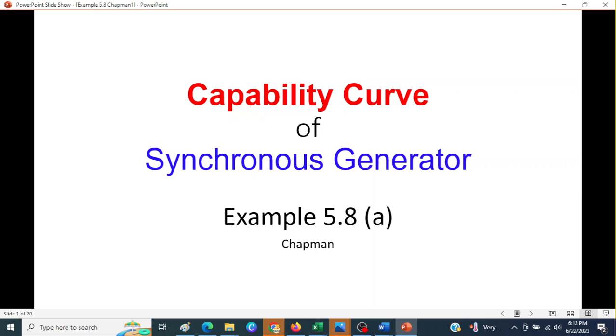Bismillahirrahmanirrahim. In this video, I'll try to explain what is the capability curve of a synchronous generator. And to augment our discussion, I'll also solve part A of example 5.8.